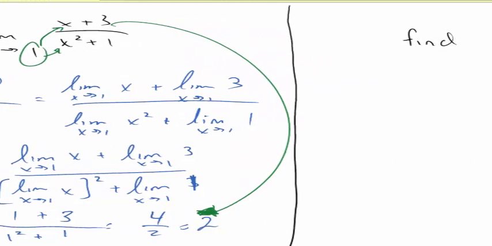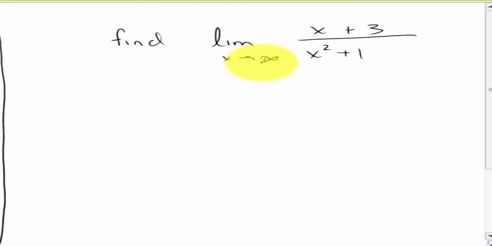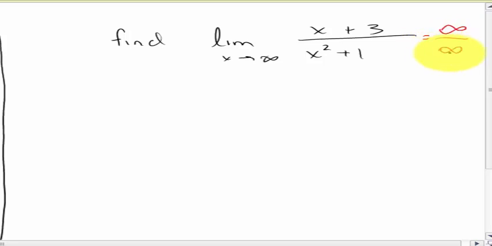Second example, find the limit as x goes to infinity this time. Well, we can't plug infinity in because infinity is not a number. However, if we look at this intuitively, we get really big number plus 3 over really big number plus 1. So we have really big number over really big number. This is what we call indeterminate form. Indeterminate form when we have infinity over infinity, but unfortunately that tells us nothing.